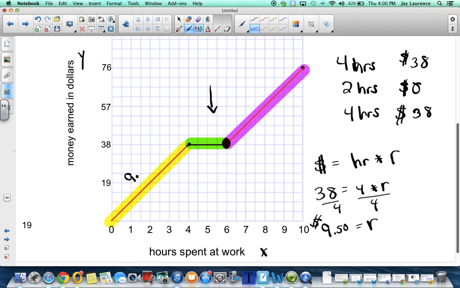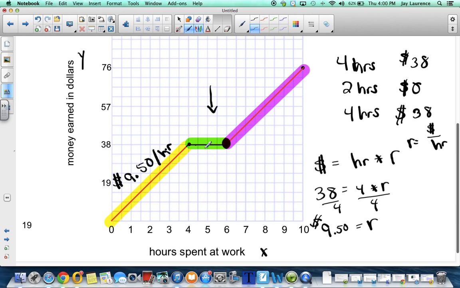So for this stretch here, they're making $9.50, but that's per hour. And over here, we divided money by hours, didn't we? 38 was the money, 4 was the hours. So the rate, in other words, is the money divided by the hours that you work.